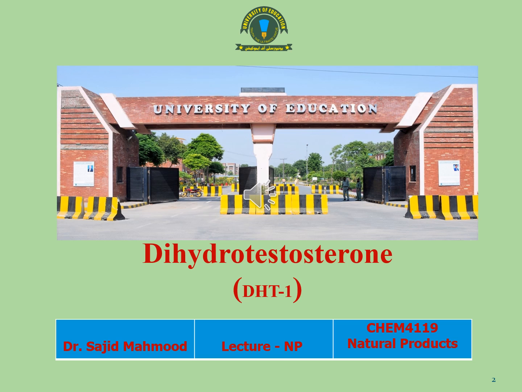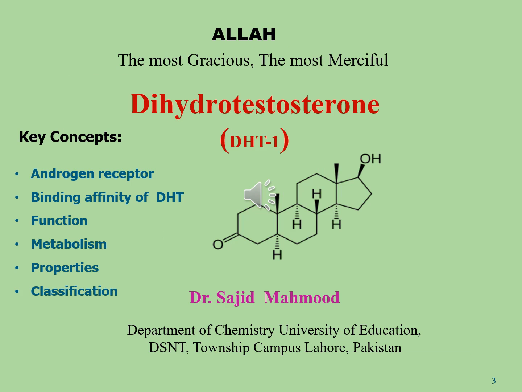Today we are talking about dihydrotestosterone, in which we will discuss its classification, its functions and key mechanism regarding their synthesis. These are the key concepts which we will discuss in today's class session: androgen receptors, binding affinity of dihydrotestosterone, function of dihydrotestosterone, metabolism of DHT, its properties and classifications for the same.